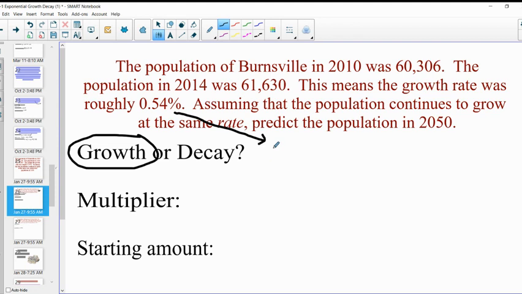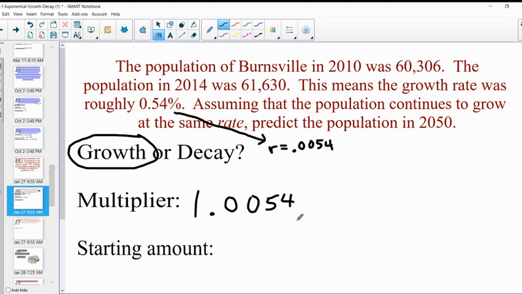A growth rate of 0.54% means that my R value that I would plug into my formula is, well, let's see, move that decimal place over a couple spots, 0.0054, which means my multiplier is 1.0054, 1 plus my growth rate.